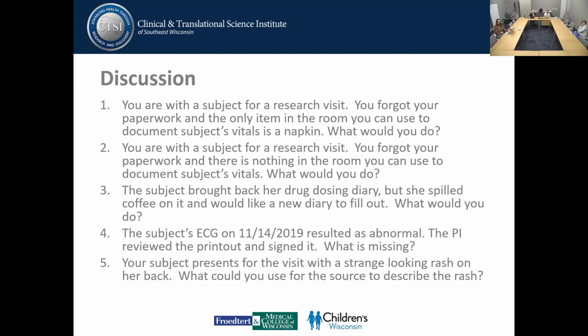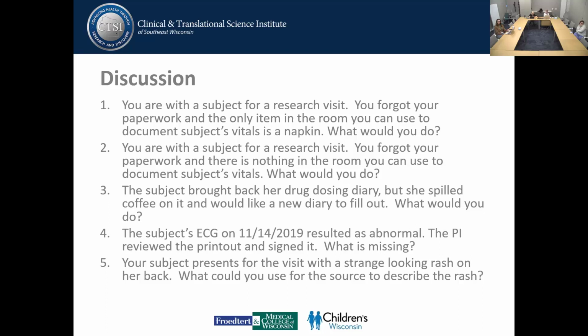Okay, and then number 4, the subject's ECG resulted as abnormal. The PI reviewed the printout and signed it. And what is missing from this? Right, whether or not it's clinically significant, and if it is clinically significant, is it an AE?